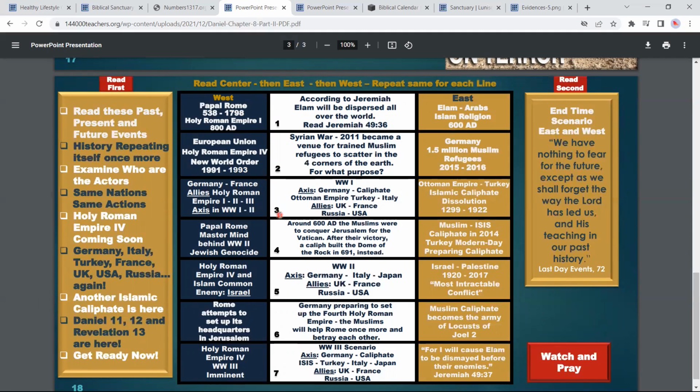First, you start with World War I, World War II, and we also come to present a World War III scenario, which has not happened yet, of course. But we want you to understand that we have nothing to fear for the future, except as we shall forget the way the Lord has led us and His teaching in our past history. So these are facts of history that have been put together, and basically they are explained as we present this important session on Daniel chapter 8 of the Ram and the Goat.